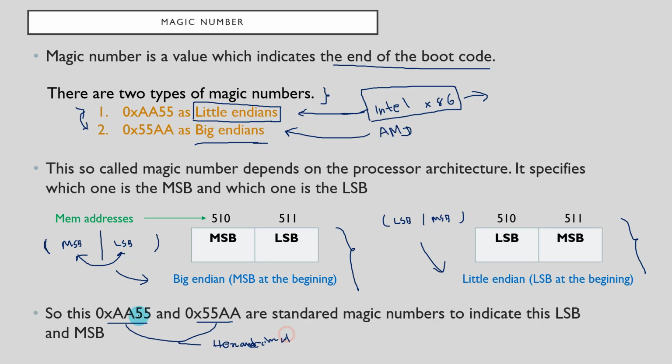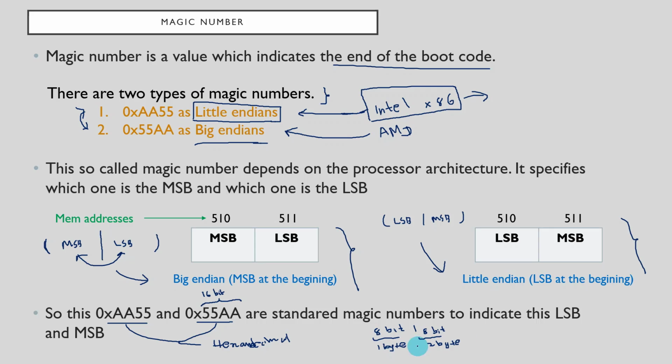Okay, so since they are hexadecimal, this contains 16 bits. If we divide it into two parts, one part will be 8-bit, another part will be 8-bit. So this is the first byte, because 1 byte equals 8 bits, and this is the second byte.